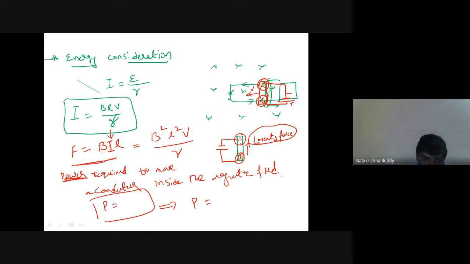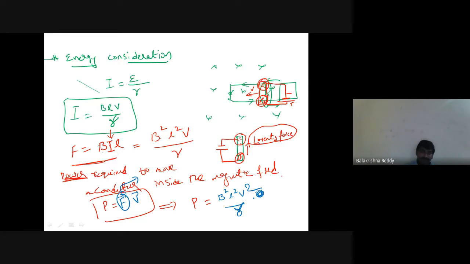Why have I used it, sir? You could ask me a question: instead of that formula, why am I using this? This is the force I'm using to push the conductor inside the magnetic field, against the Lorentz force which is developed inside the conductor. So F, what is the F? We got above B square L square V by R into V. Therefore, it becomes B square L square V square by R.